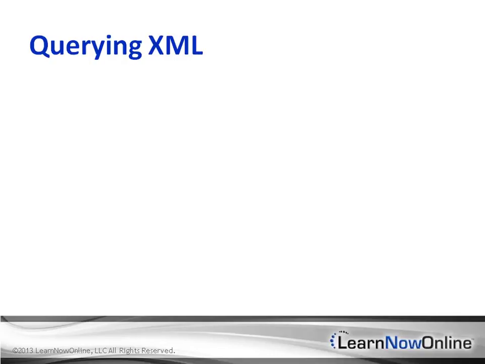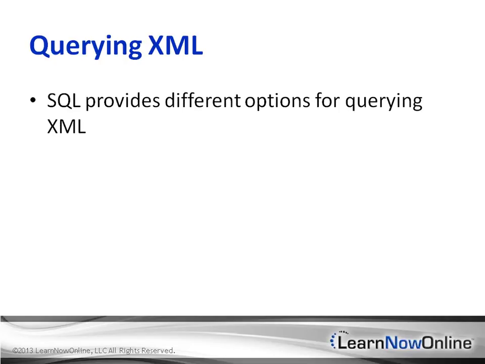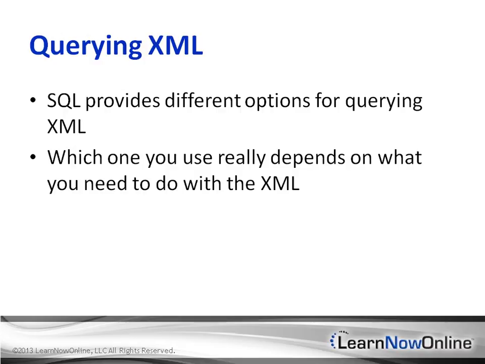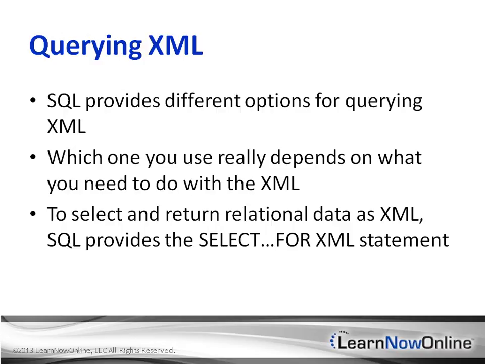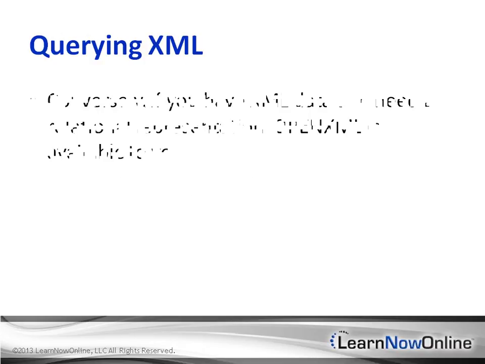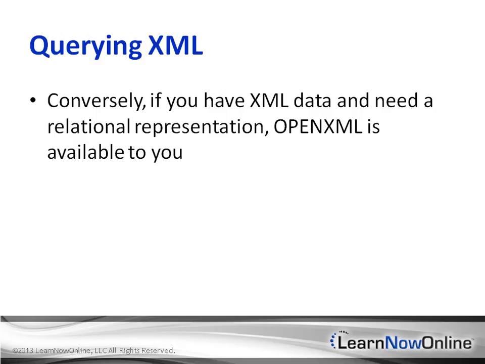In this section, we'll discuss the varying ways in which you can query XML. SQL provides us different options for accomplishing that. Which one you end up using really depends on what you need to do with that XML. If you need to select and return relational data as XML, you'll be using the select for XML statement. Conversely, if you have XML data and need a relational representation, then OpenXML is what you'll use.